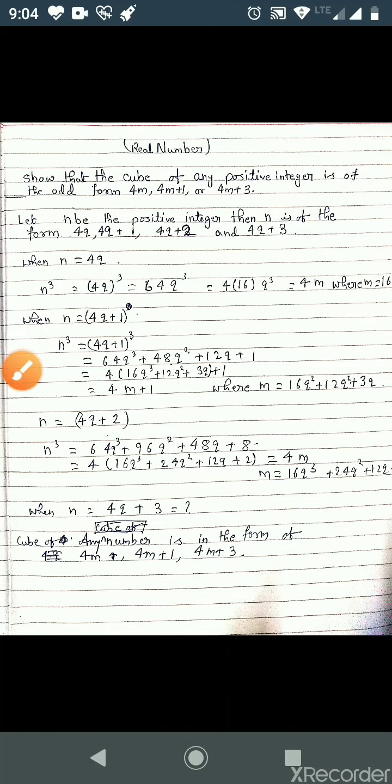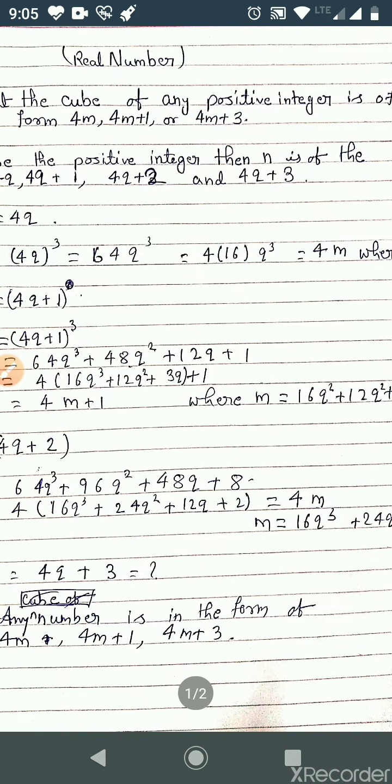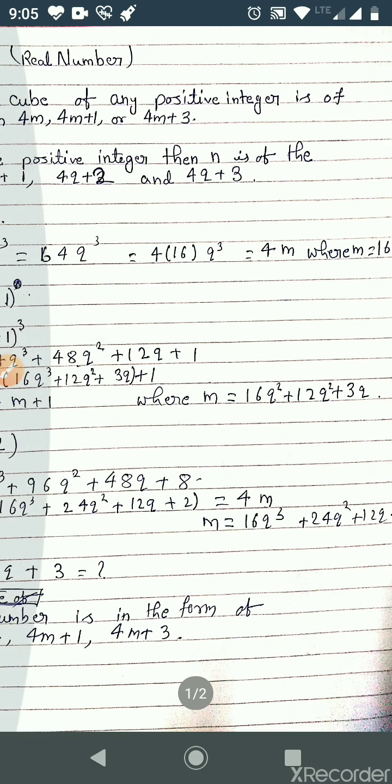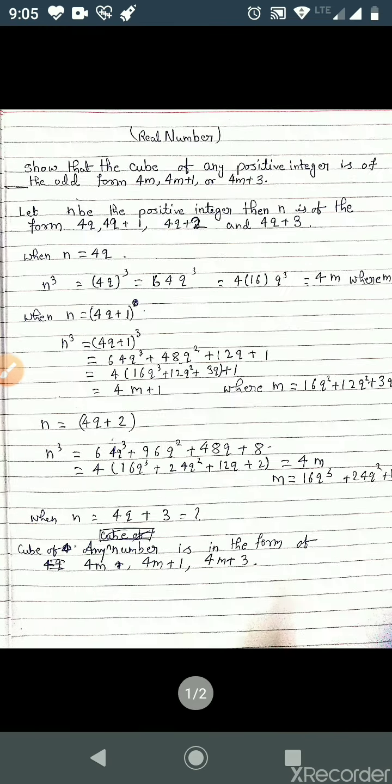So here in this video we will be discussing the previous examples related to the previous exercise. In the previous exercise I gave you a sum. Let's see how it is solved. Show that the cube of any positive number is of the form 4m, 4m plus 1 or 4m plus 3.